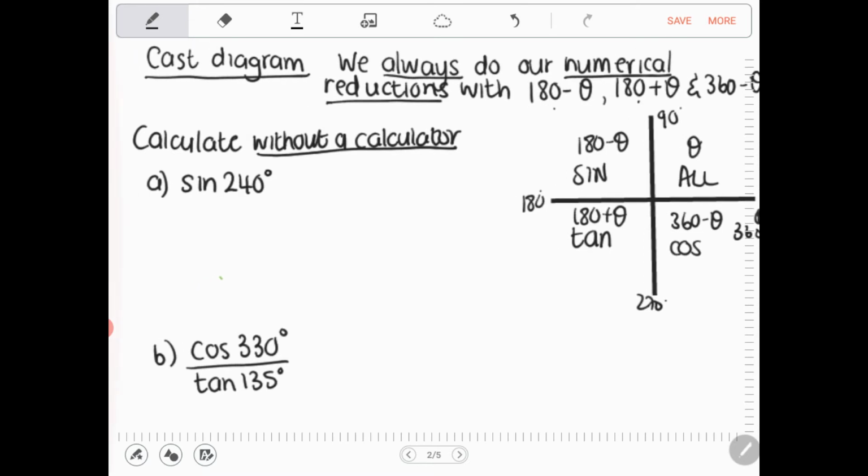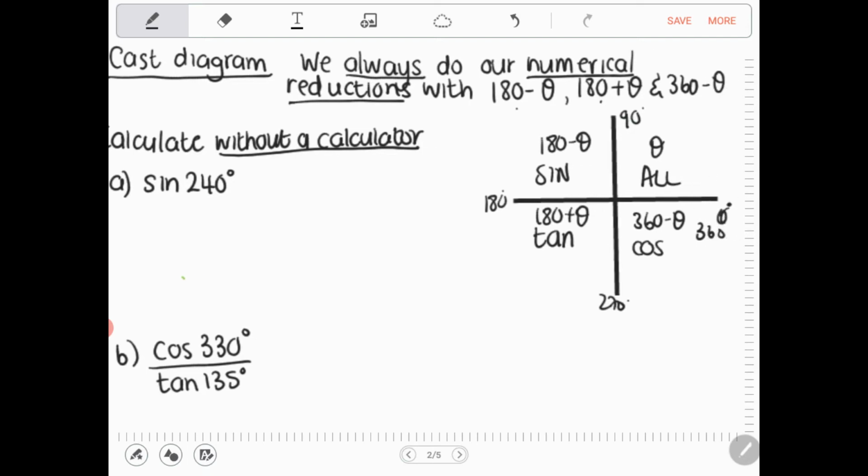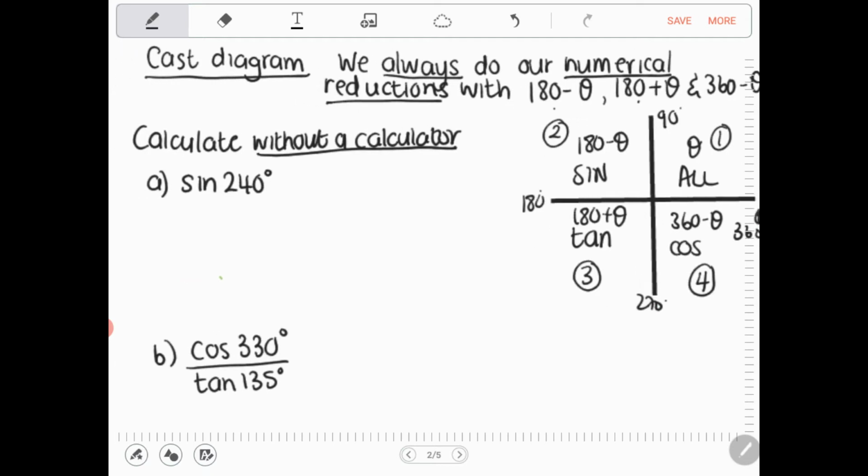Okay, now how do you know which quadrant an angle is in? Well, if it's between 0 and 90, it's in the first quadrant. If it's between 90 and 180, it's in the second quadrant. If it's between 180 and 270, it's in the third quadrant. And if it's between 270 and 360, it's in the fourth quadrant. So it's easy to work out where it is because you've got the size of it.